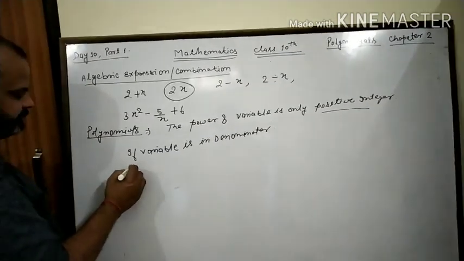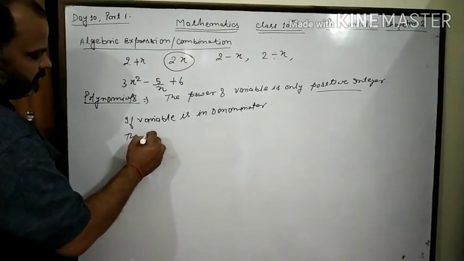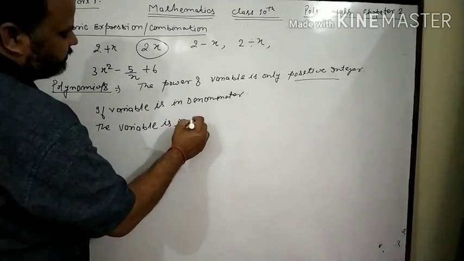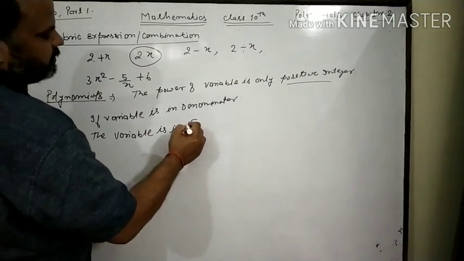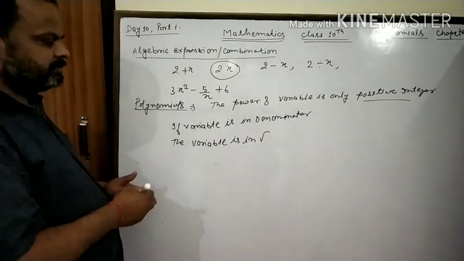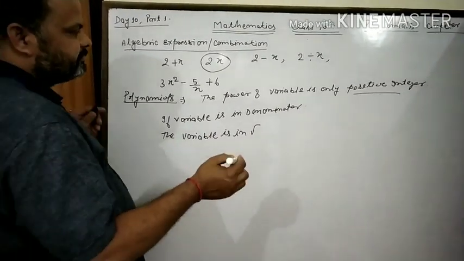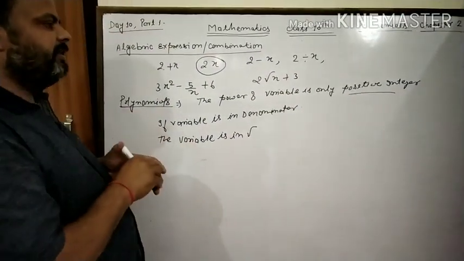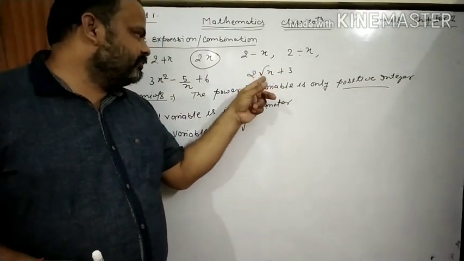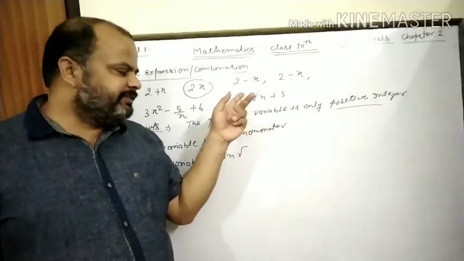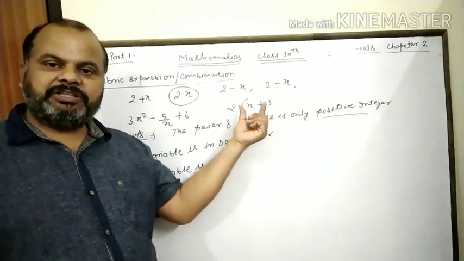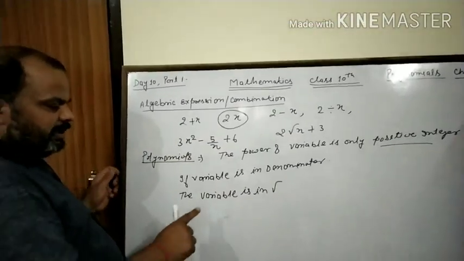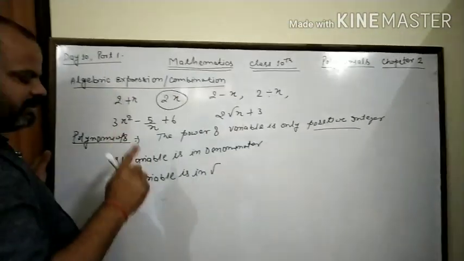In the same way, if the variable is in a root, either a square root or cube root. That means if 2 under root x plus 3, in this algebraic expression you see x is in the root, that's why it is not a polynomial, it is only an algebraic expression or combination. So if the variable is in a root, then it is not a polynomial.